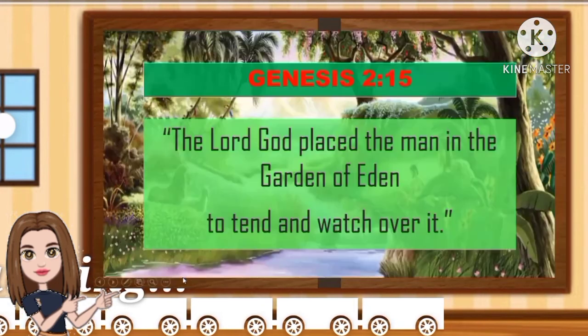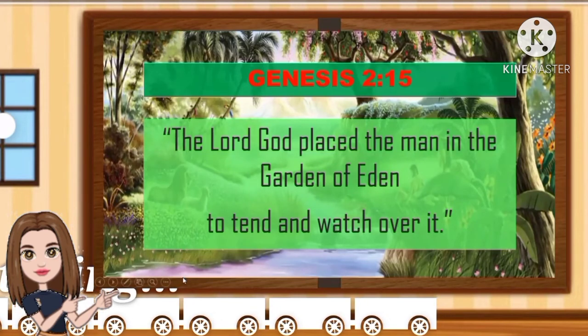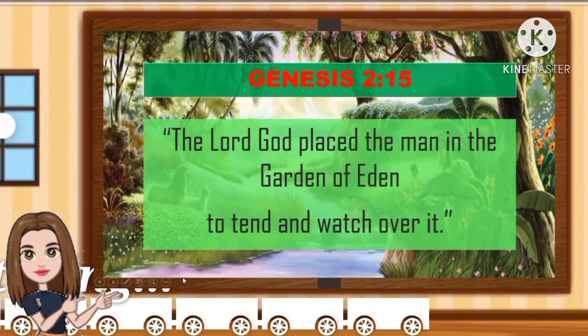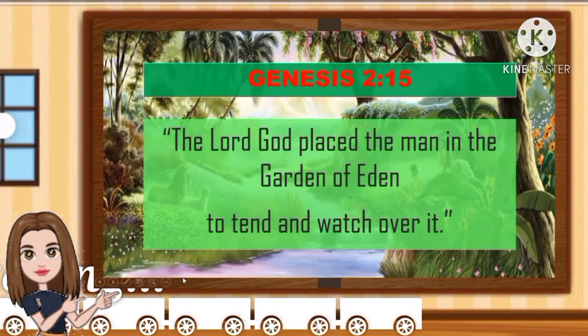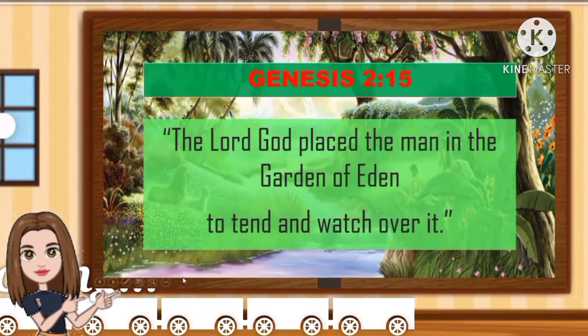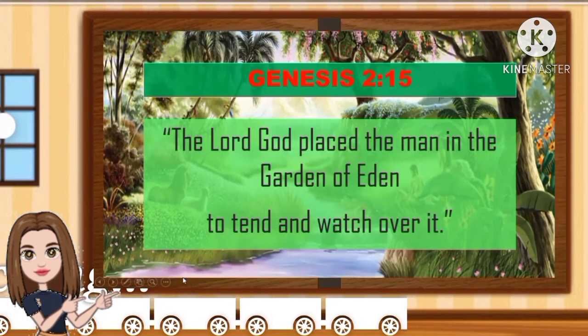The Word of God says in Genesis 2 verse 15, "The Lord God placed a man in the Garden of Eden to tend and watch over it." A man is a good steward of animals. He is then given responsibility to care for the plants and trees. He must take good care of them and protect them from being harmed.